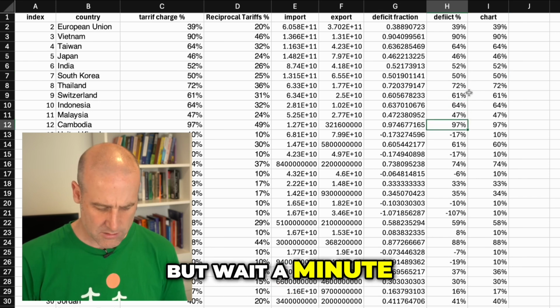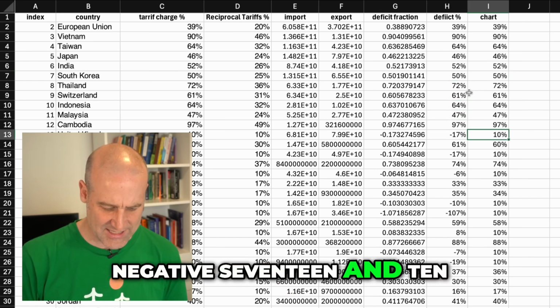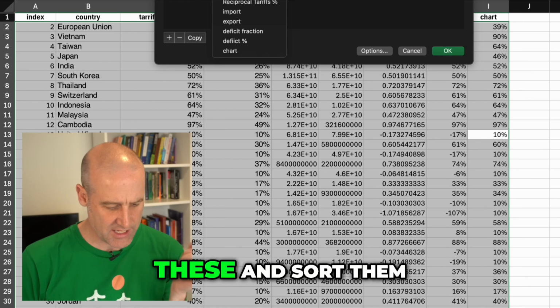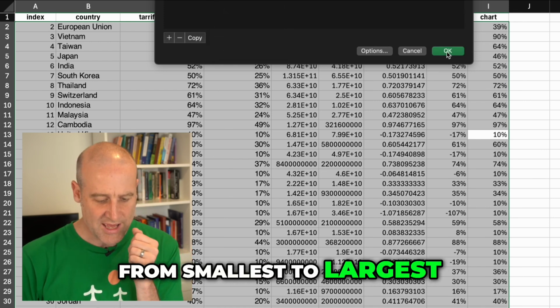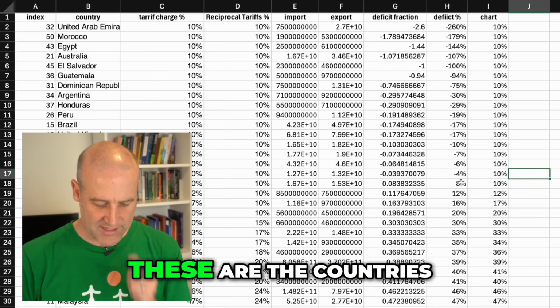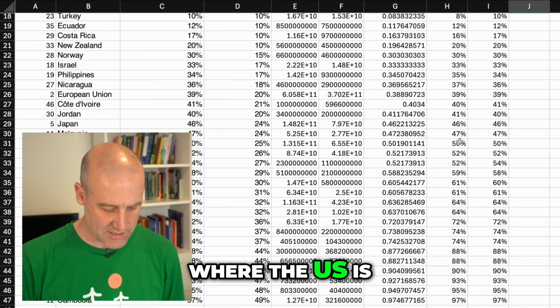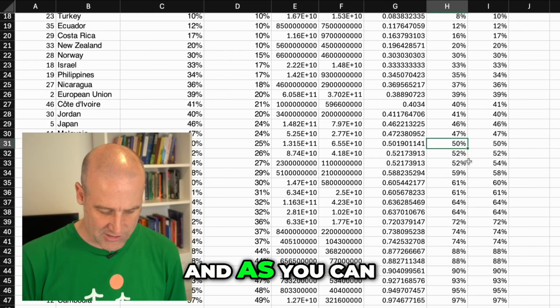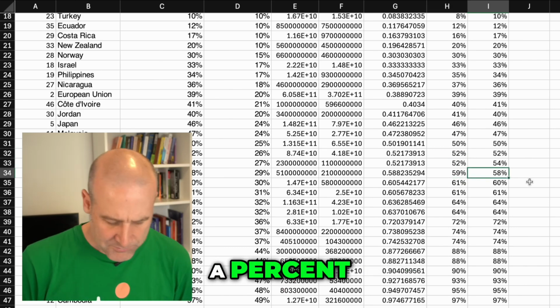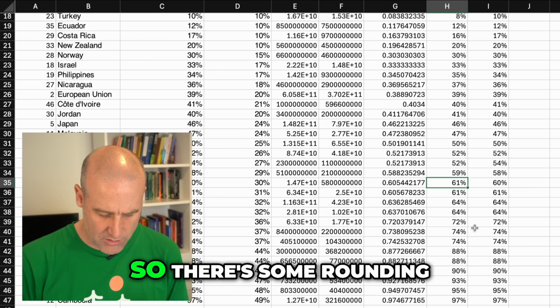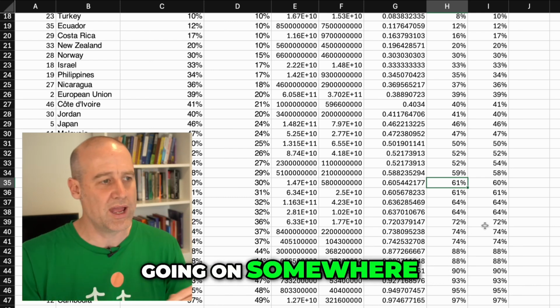But wait a minute, what's going on here? -17 and 10. I'm going to reorder these and sort them by that deficit fraction from smallest to largest. And down the bottom here, these are the countries where the US is running a trade deficit. And as you can see down here, it matches perfectly. It's often off by 1%, but not always in the same direction. So there's some rounding going on somewhere.